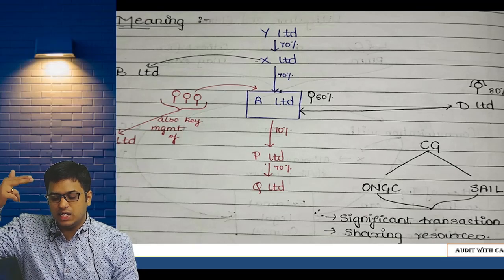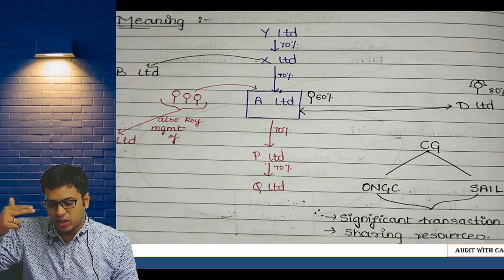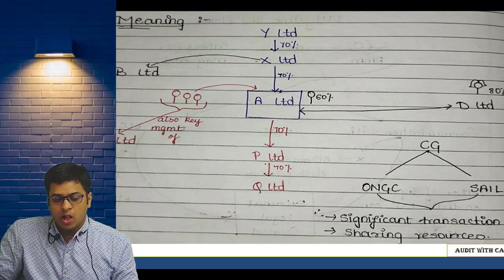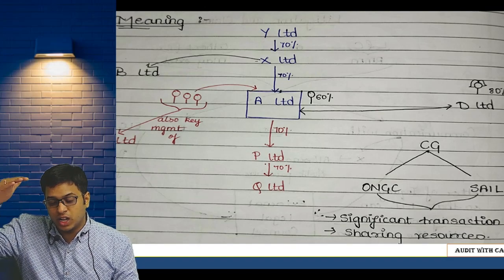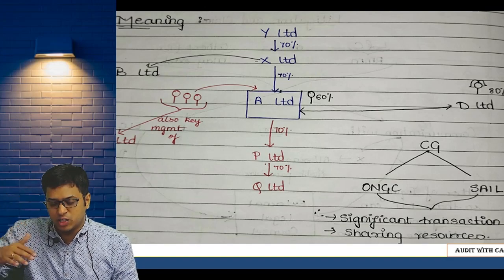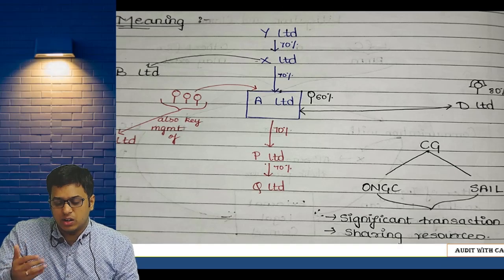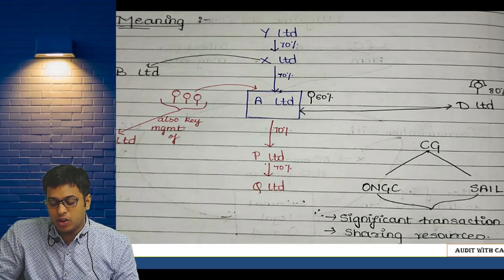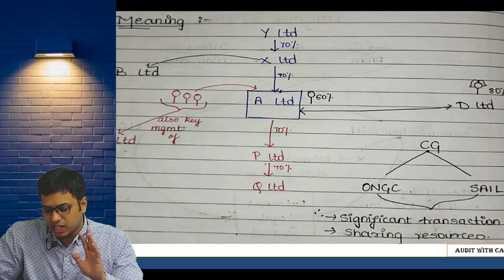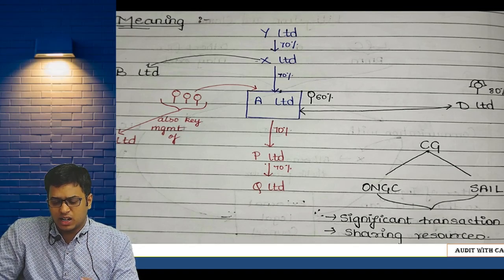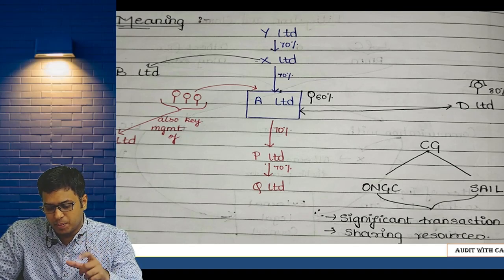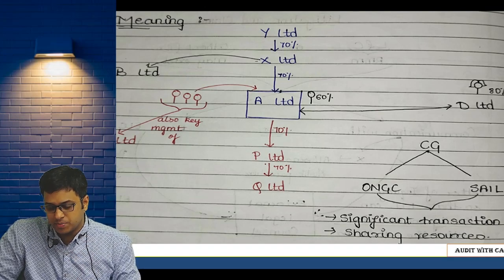Sir, any entity controlling us or having significant influence over us is our related party, or any entity controlling us in an indirect manner is also our related party. And then any entity on which we have control directly, or if we have control indirectly, becomes our related party. Okay? So in the diagram, I think you can see that X limited, Y limited, P limited, Q limited, all these are related parties. Then we are done.